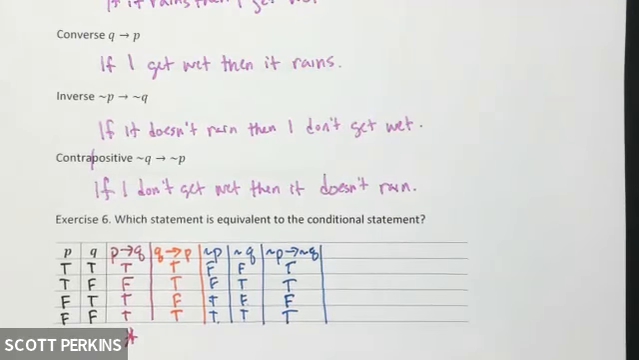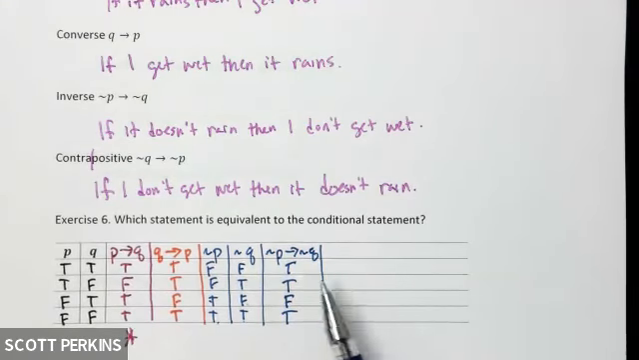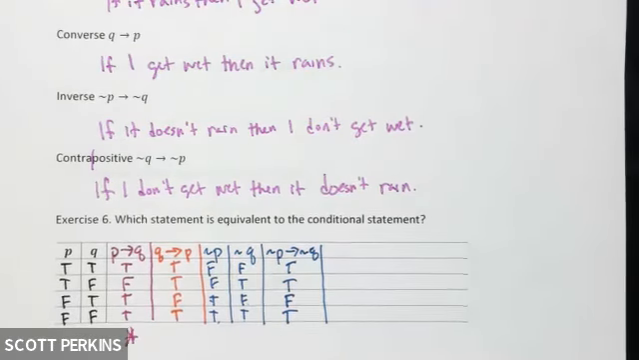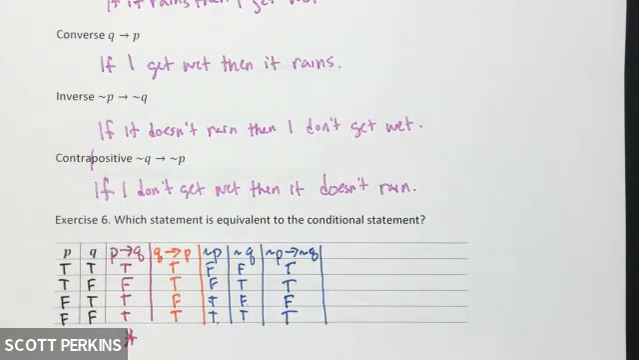So I asked which one's equivalent to the original statement. Once again, the original statement was T, F, T, T. This is not the same order, so it is not equivalent. Now, you might notice that the inverse is the same thing as the converse, and that is true, and I'll tell you why that is in a minute.